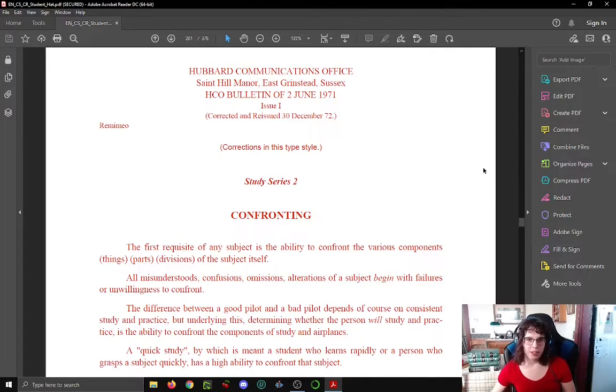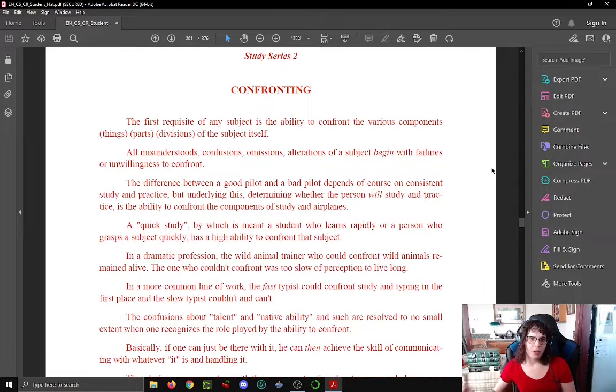So, this is the HCO Bulletin of the 2nd of June, 1971, corrected and reissued on the 30th of December, 1972. This is called Confronting. The first requisite of any subject is the ability to confront the various components, things, parts, divisions, of the subject itself. All MUs, confusions, omissions, alterations of a subject begin with failures or unwillingness to confront. So it begins with someone not being there to study the subject? Or not being able to look at the subject? You can be confused at the subject, but still be confronting it. You could be studying it.